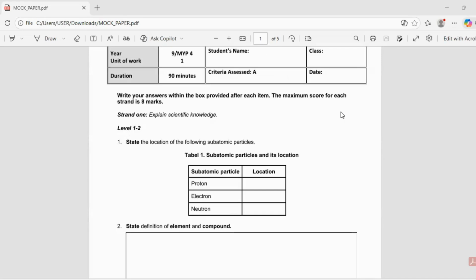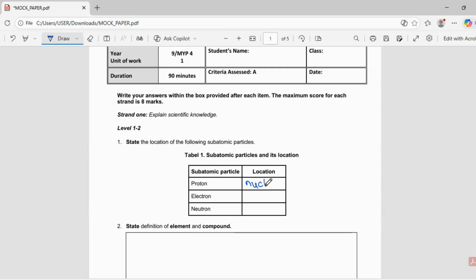Number one is about subatomic particles. So what do we need to know about that? We need to know the location. Where can we find proton? Proton is found in the nucleus, while electron is found in the shell. Neutron is also in the nucleus. As you are aware, for these subatomic particles, proton is positive charge, electron is negative, and the neutron is neutral.